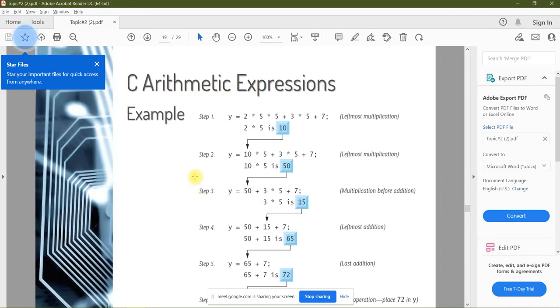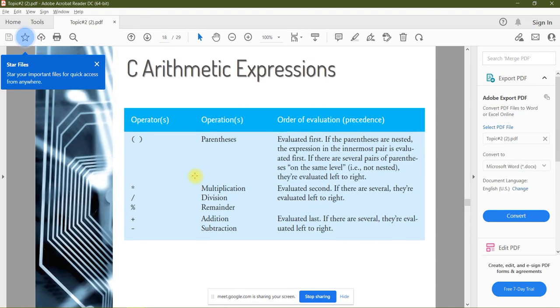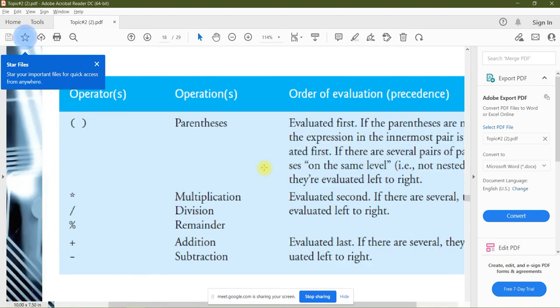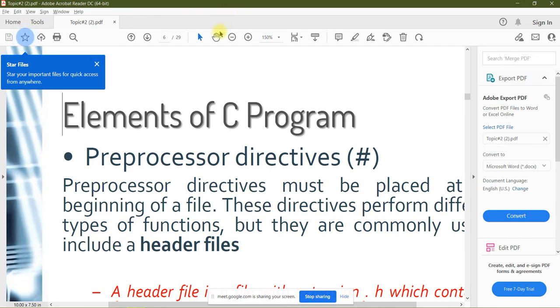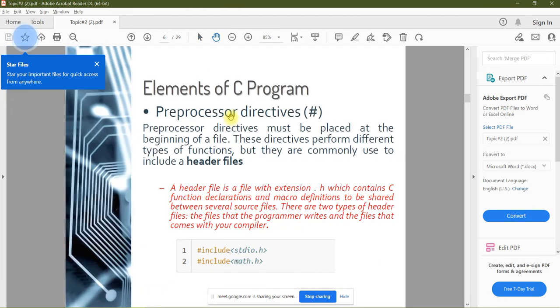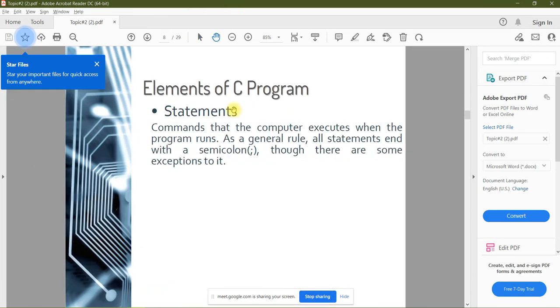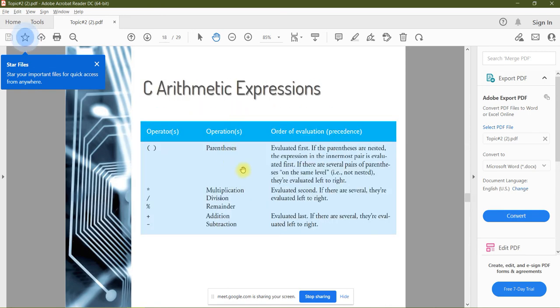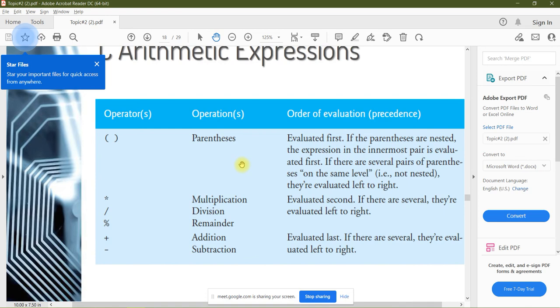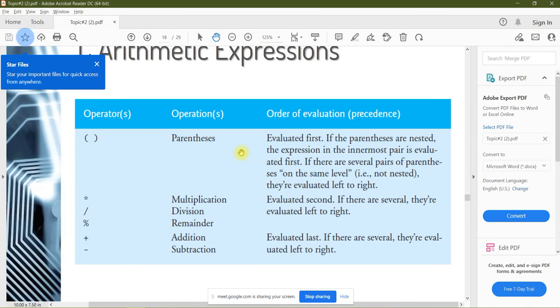Now let us proceed to this one, the arithmetic precedence. Okay, so precedence, what is it? Precedence is what C will operate first. For example, if you have many operations in your line, in your expression, what will it operate first?